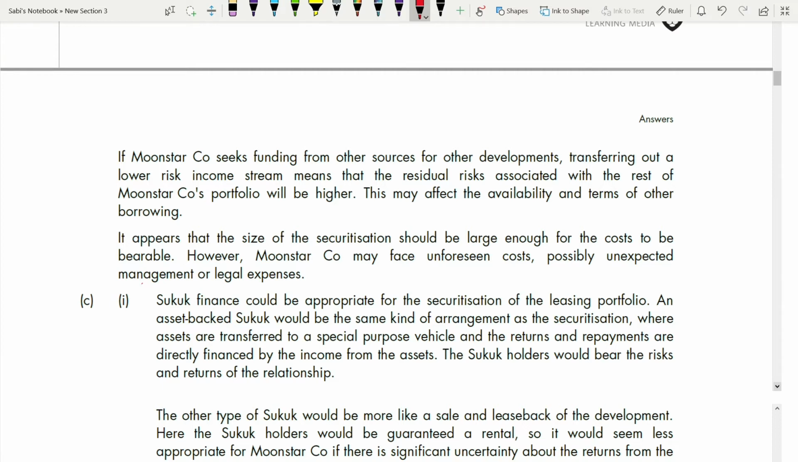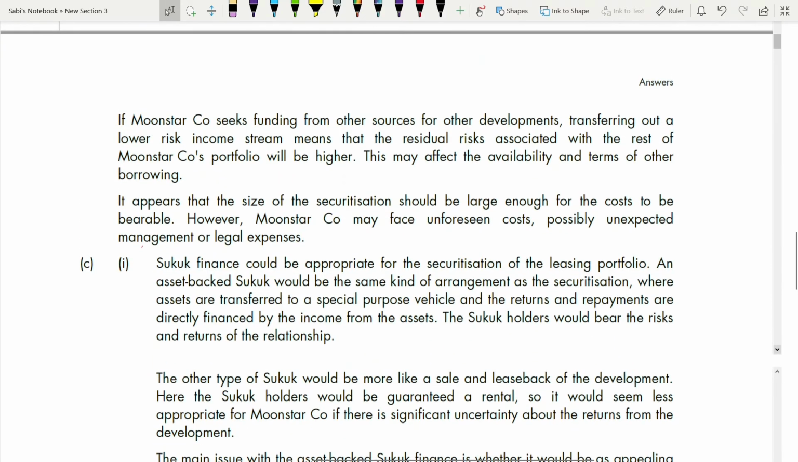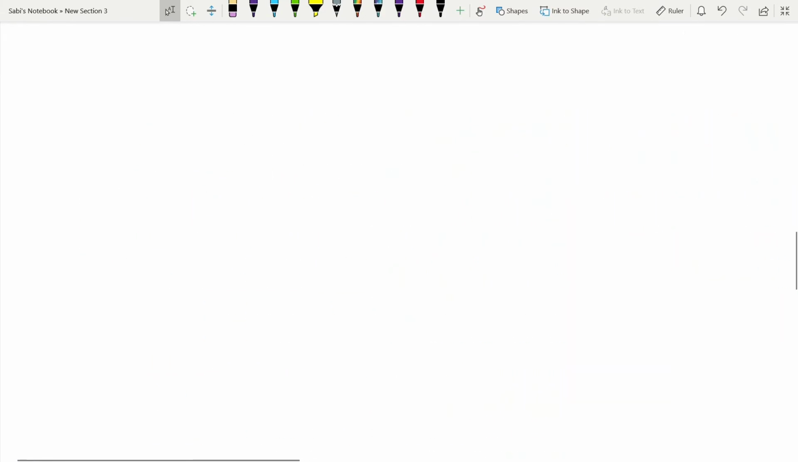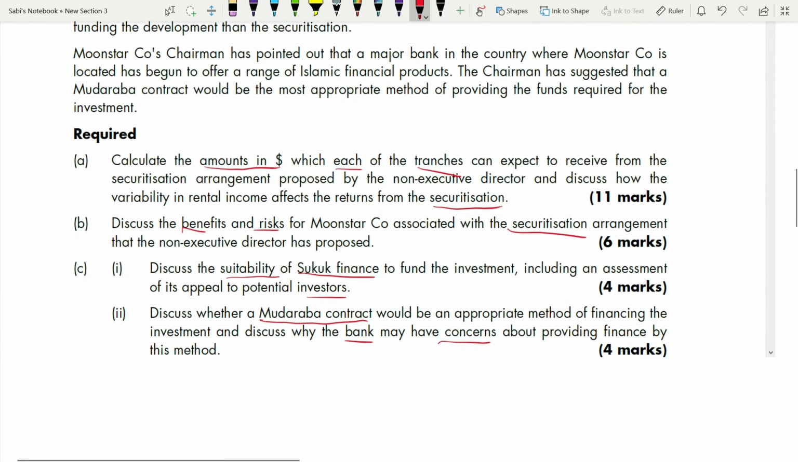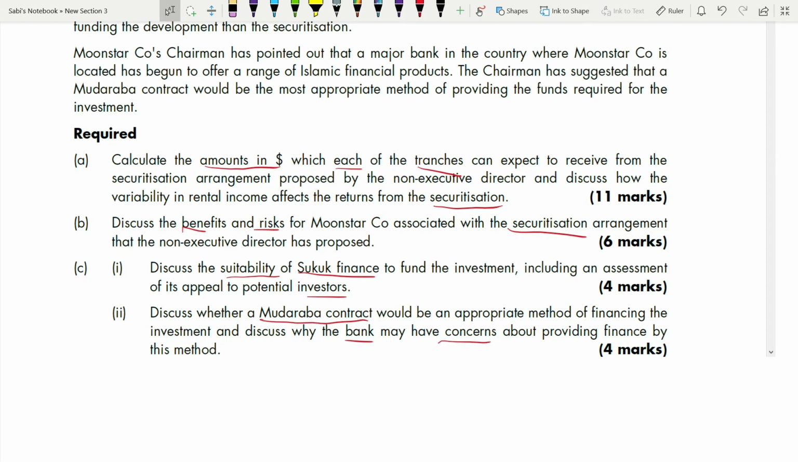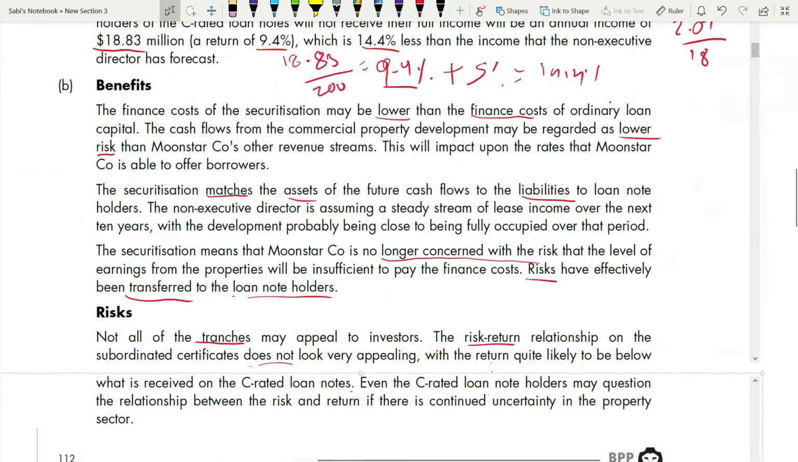Now let's go to C. Before we attempt C, we need to go through the Islamic finance part. We didn't read it. Moonstar's chief executive has wondered whether sukuk finance would be a better way of funding the development than securitization. Moonstar's chairman has pointed out that a major bank in the country where Moonstar is located has begun to offer a range of Islamic financial products. The chairman has suggested that a mudaraba contract would be a more appropriate method of providing the funds required for the investment. So you have to talk about mudaraba and sukuk finance, the suitability, how appealing it is, and why the bank may be concerned.